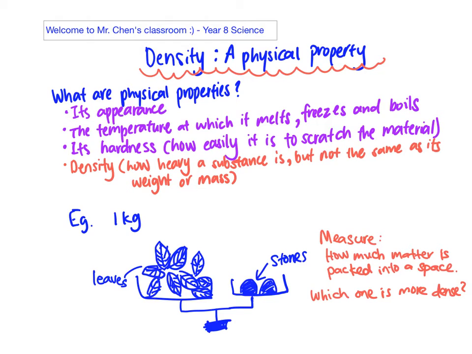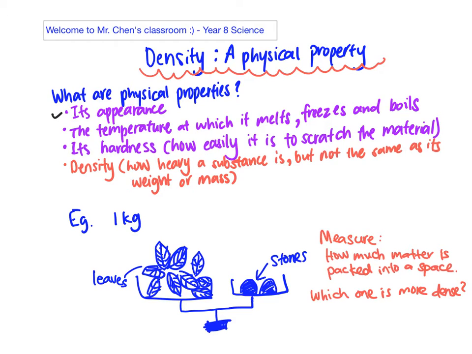So, for example, look at that car. How does it look? First, we obviously look at its appearance. Once we have the appearance, we look at the temperature at which it melts, freezes, and boils. In this topic, we are talking about metals.